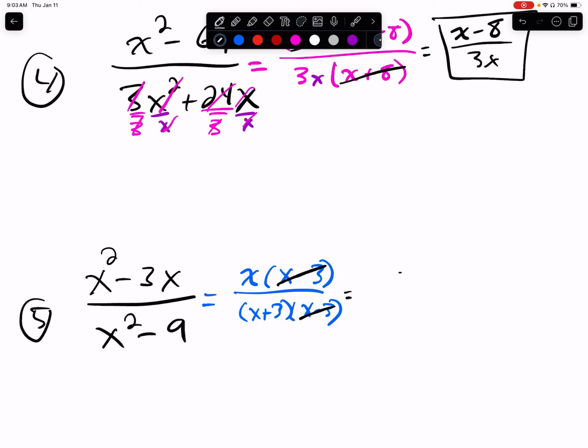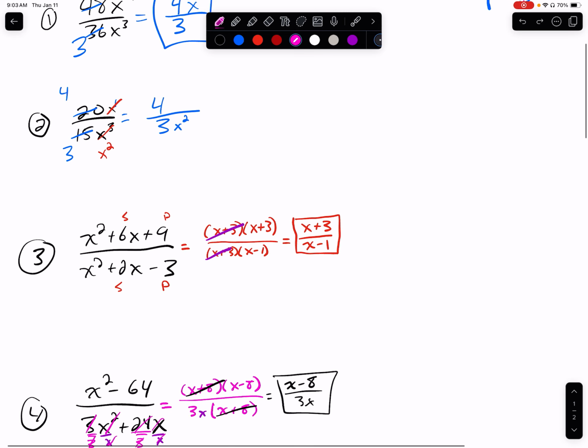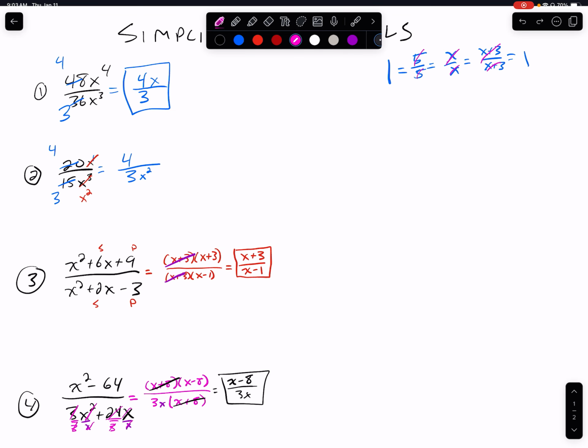So what's left on the top? Just an x. And what's left on the bottom? x plus 3. And again, resist the urge to cross those off. You don't want to do that, because the top is the number, and the bottom is the number plus 3, so they're two different things. Keep binomials together. It's very important in this unit. Hope this helps. Remember the concept of 1. We want to find as many of these 1s as we can to simplify our rational.